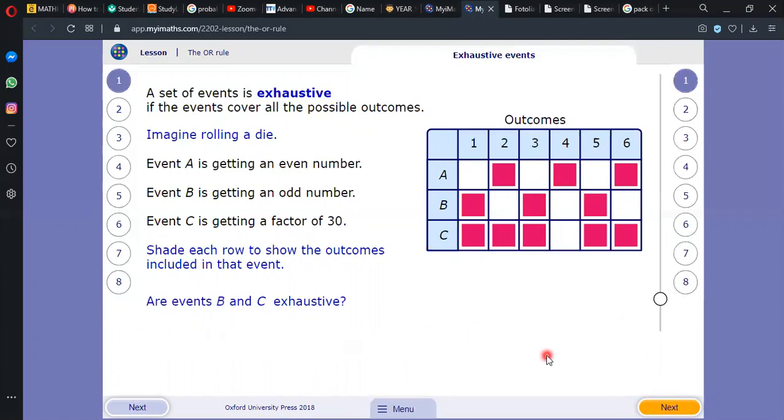Let's take a look at event B and C and check if they are exhaustive. B and C, 1 is covered, 2 is covered, 3 is covered. Oh, outcome 4 is not covered at all by any of the two events. So I think this is not exhaustive. So the answer is no, the outcome 4 is not included in either event.